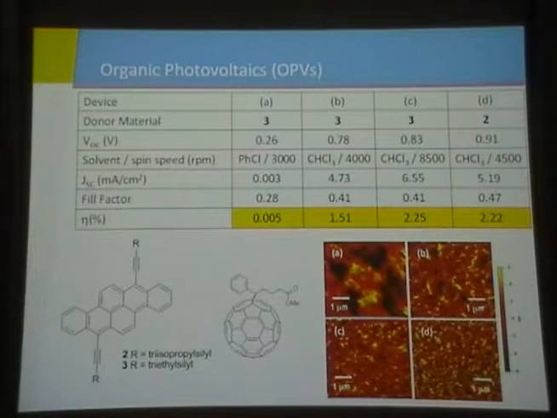So this is exactly the opposite phenomenon to polymers. This result is reproduced for other molecules as well, with an efficiency of 2.2%.